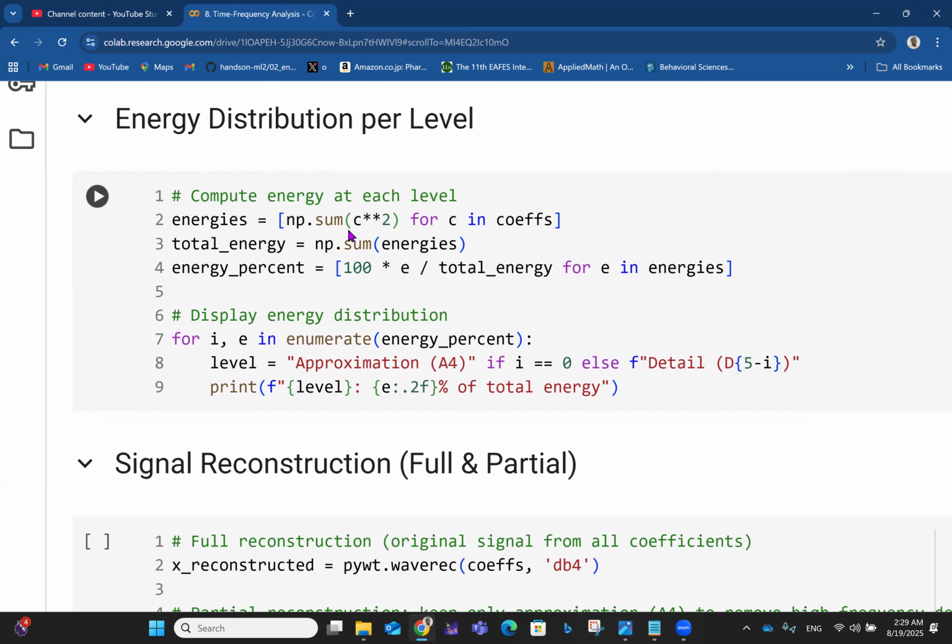Then you display energy distribution. For I and E in enumerate energy percent, you do level approximation A if I is equal to 0, else detail 5 minus I and all that. So you can study that and tweak that and you get different levels. So approximation A4, you have 10.71% of total energy, detail D4, 48.39% of total energy, detail D3, 27.15% of total energy, detail D2, 13.49% of total energy, and detail D1, 0.25% of total energy. So as it's going up, the energy seems to increase.